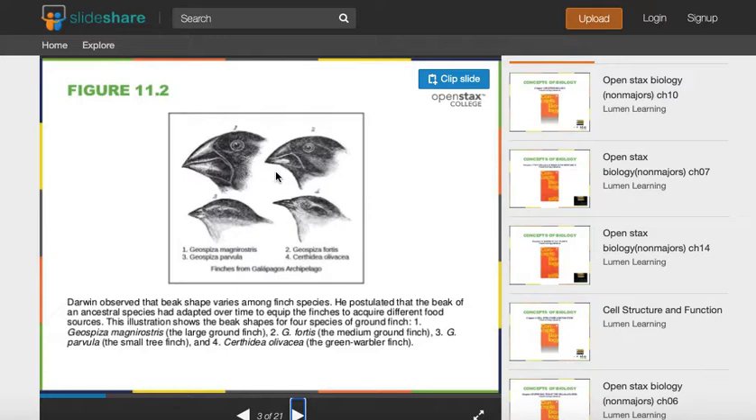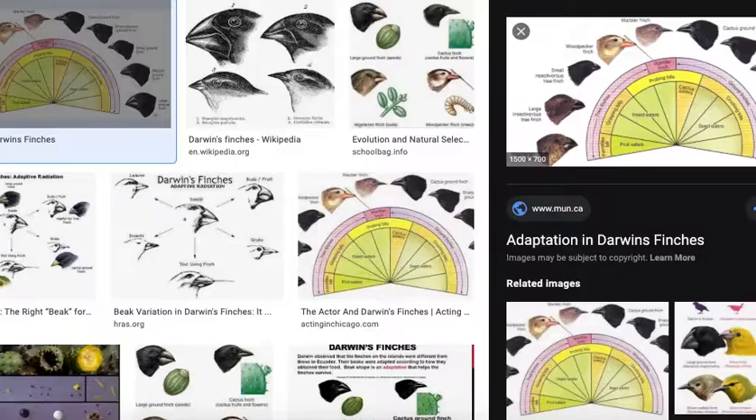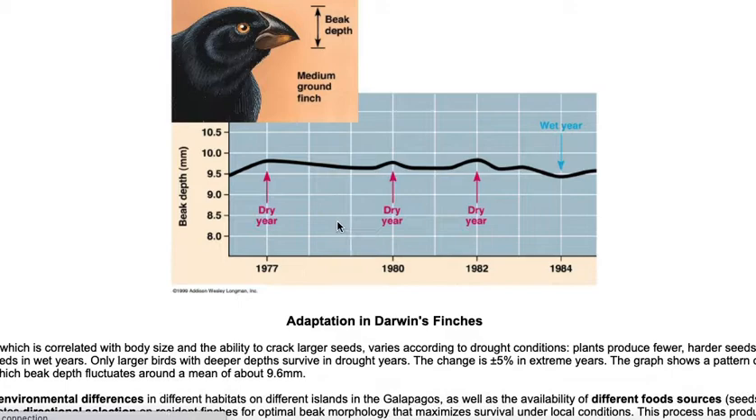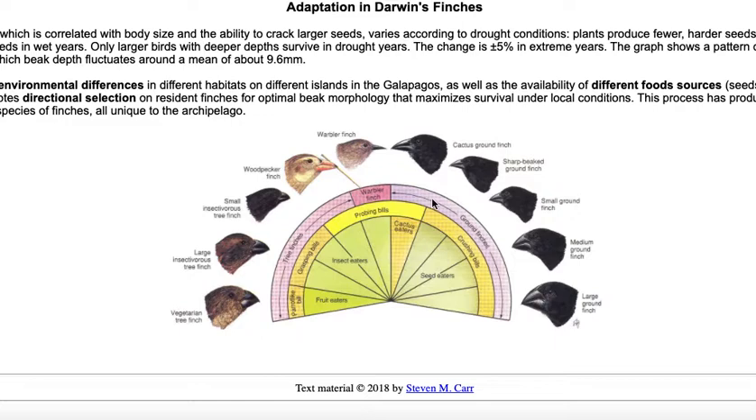Let me see what I have here. Okay. So I have some pictures here of all their different beaks and what it looked like, different choices that are there. If you look at their different beaks, some were fruit eaters, some were insects, some were cactus, and some were seed eaters. And they had all these different types of beaks. So he made the assumption that these must have been related at some point. So Darwin developed his theory of natural selection.